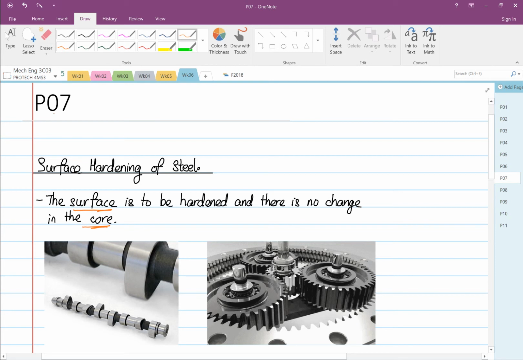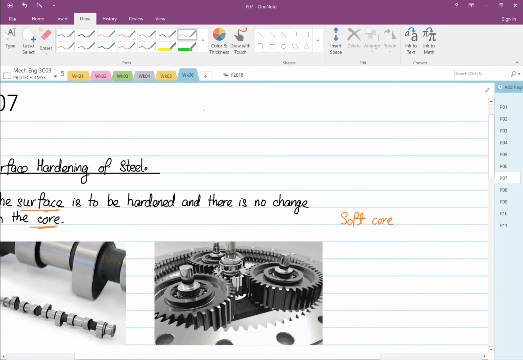Because the core is soft. So you have a soft core, which is able to absorb impact energy. As we mentioned before, soft is ductile, hard is brittle.